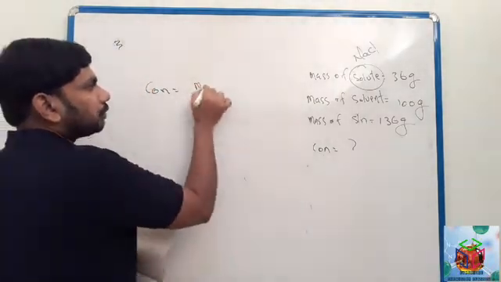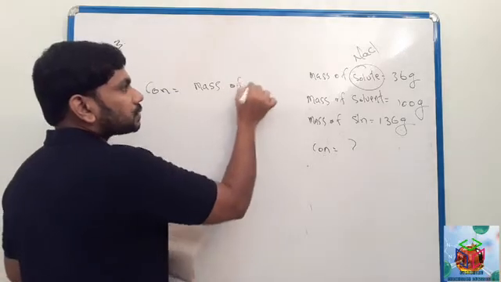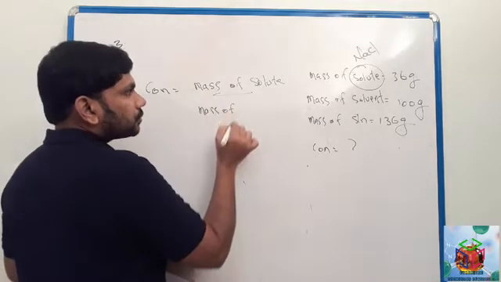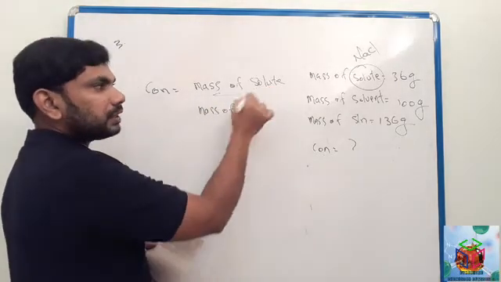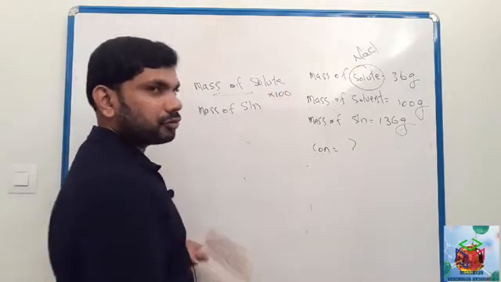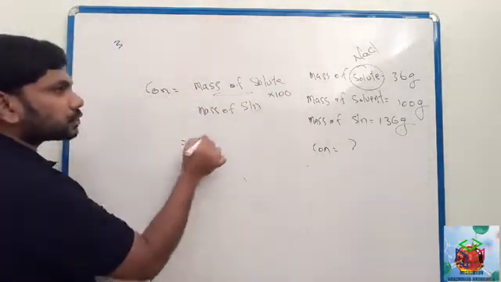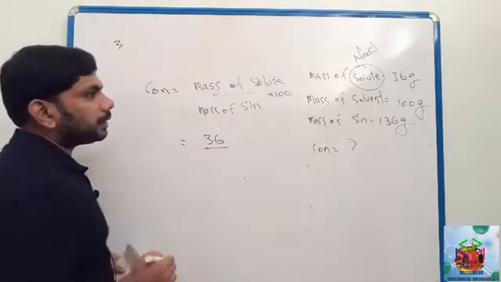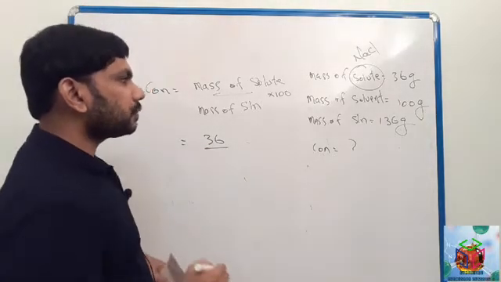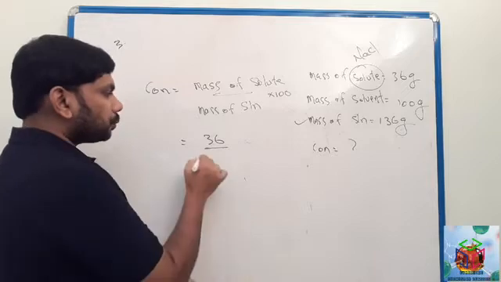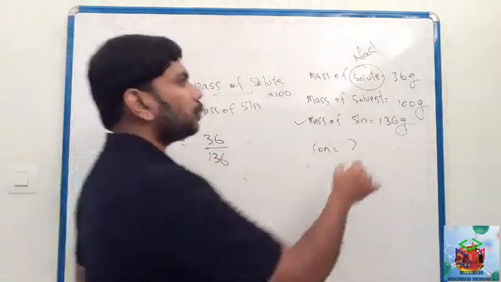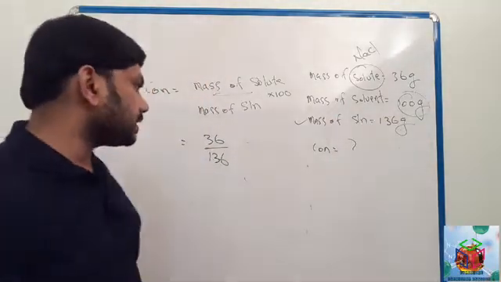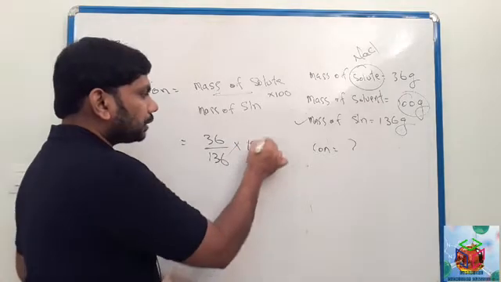This is the equation to calculate concentration: mass of solute divided by mass of solution into 100. Okay, so here mass of solute is 36, divided by mass of solution, 136. Do not take 100, you have to take the mass of solution, 100 plus 36, 136, okay, into 100.